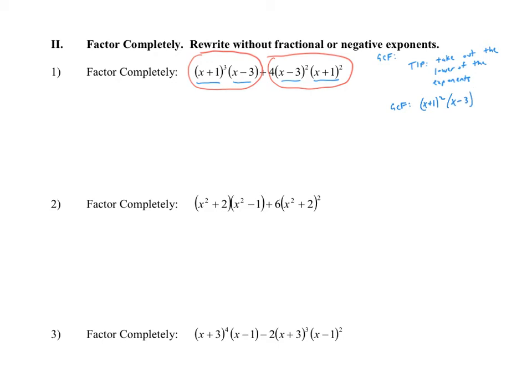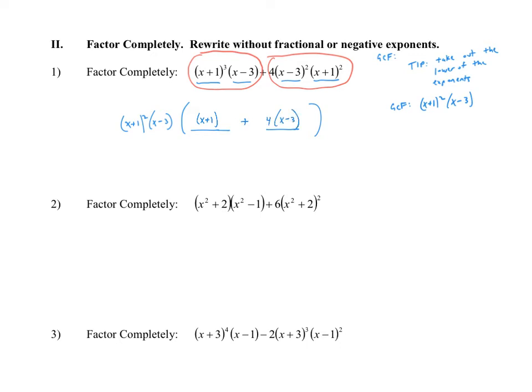So that means we're going to take out an x plus 1 squared, and we're going to take out an x minus 3. When we do that, we're left with 2 blanks. In the first group, we're left with an x plus 1 to the first, and in the second group, we're left with a 4 and an x minus 3.